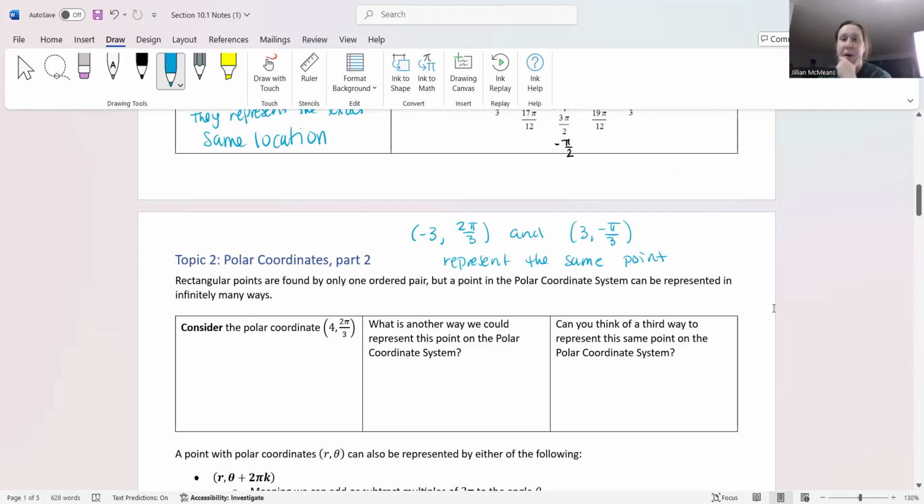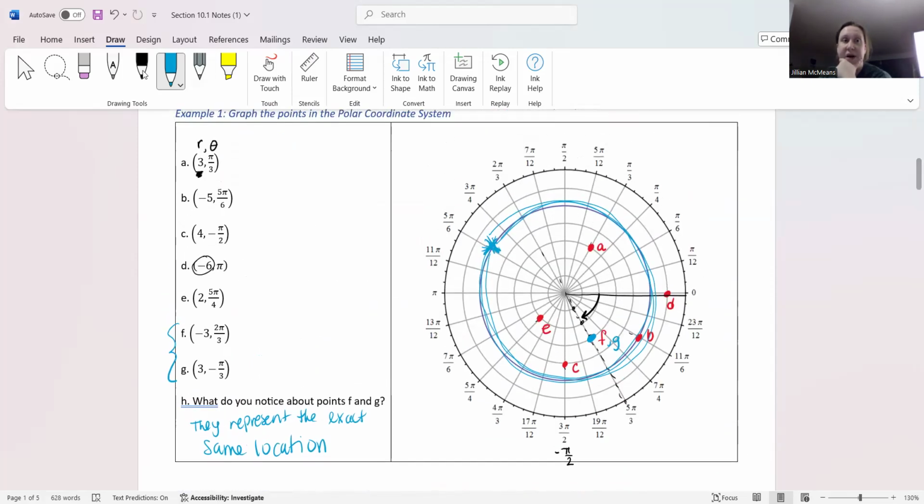So what I want to do is go back up here, but I want to erase all of the stuff. You can keep yours. This is just so you can see what we're talking about. So let's erase this. We're going to get rid of this, and I'm just going to look at F and G again. So we're going to look at those points, F and G, one more time.